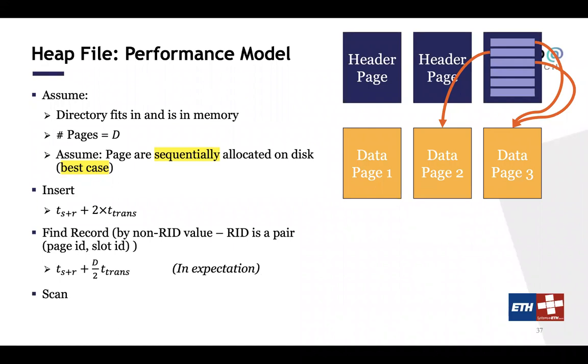What's the time you need to pay to sequentially scan all the information here? You pay one unit of time for seek and rotate to find the first page, and because all the pages are sequentially allocated on the hard drive, you keep reading it. Then you pay D units of transfer time for reading it. So this is a performance model. Given different assumptions, given different implementations, you can actually reason about the performance.